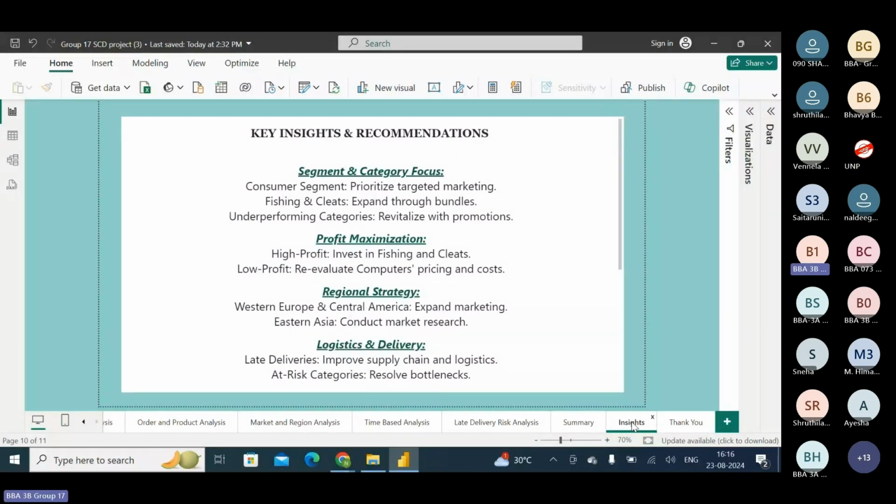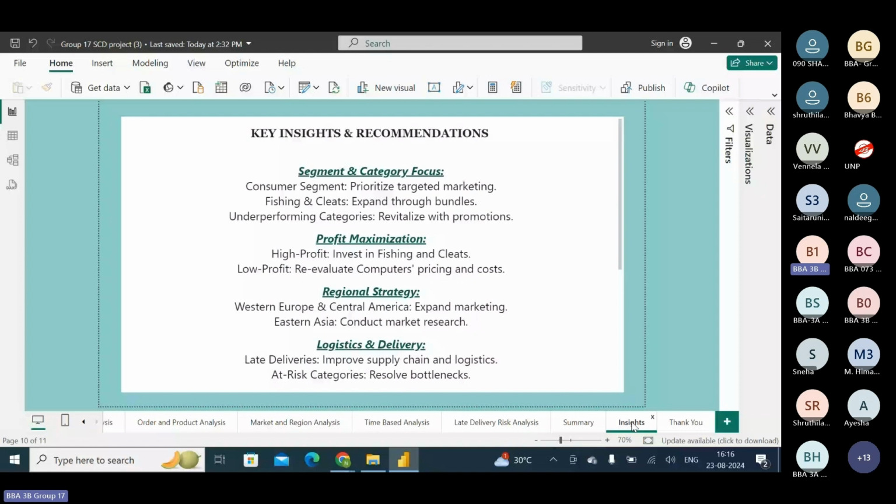Yes, sir. Firstly, it is important to improve performance, focusing mainly on expanding the top-selling categories like fishing and cleats, and offering product bundles to boost up sales. Target marketing efforts in high-value regions like Western Europe and Central America.